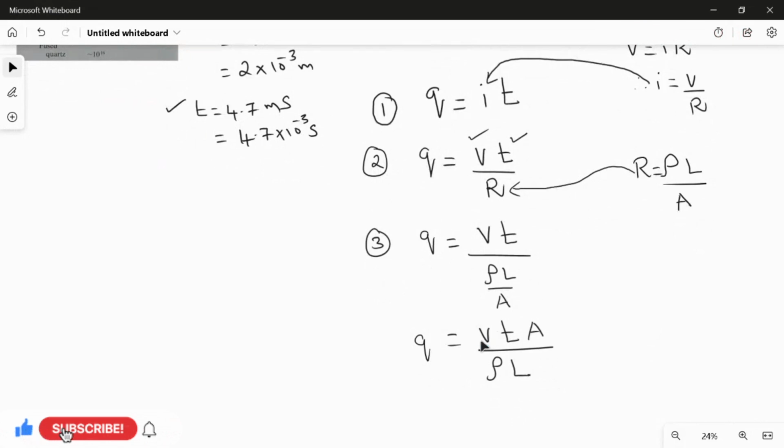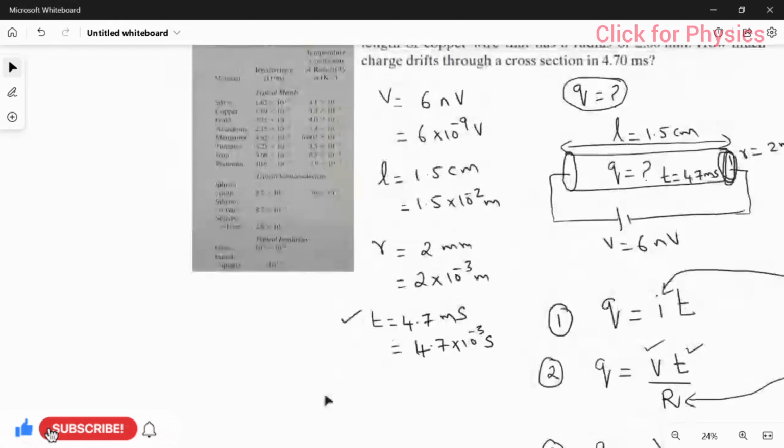Here we have the information, we have the values for the potential voltage, we have the value for the time, and also we have the length and the resistivity for the copper. What is the value of the resistivity of the copper? Better we can just see the chart here.